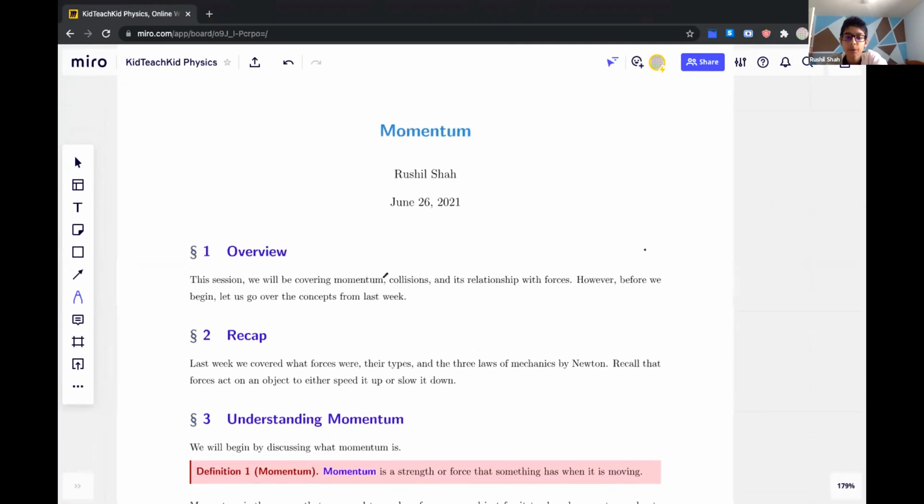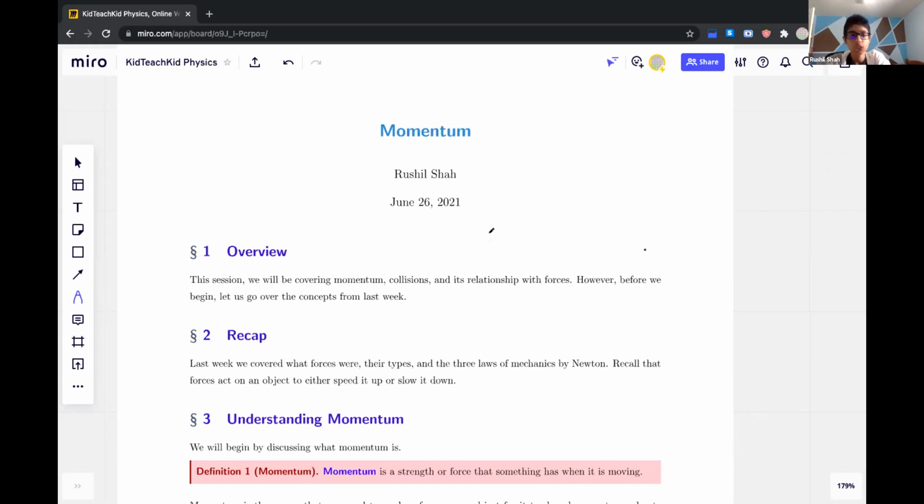Today we're going to be covering momentum, collisions, and its relationship with forces. Before we begin, we're going to quickly go over the concepts from last week. If you recall, we covered what forces were. Forces are basically just pushes or pulls on a certain object that cause an object to move. We also looked over their types, such as the normal force, gravity, friction, and the spring force. And we covered the 3 laws of mechanics by Newton.